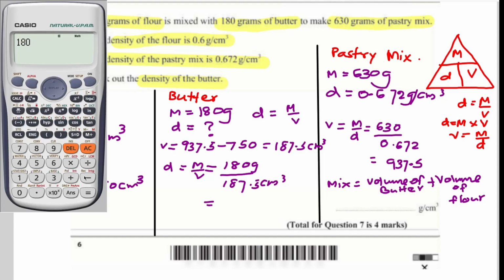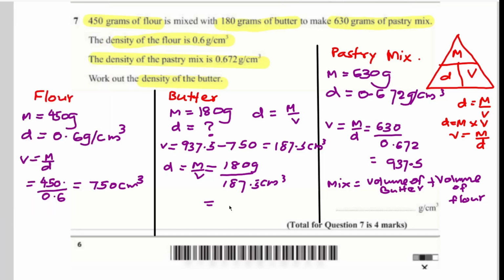180 divided by 187.5, which gives out 0.96. So 0.96 grams per cubic centimeter. That's the final answer, 0.96.